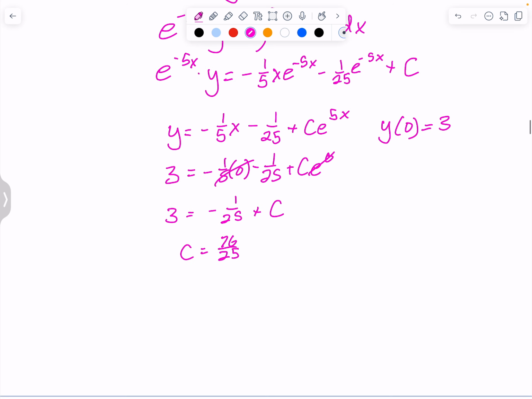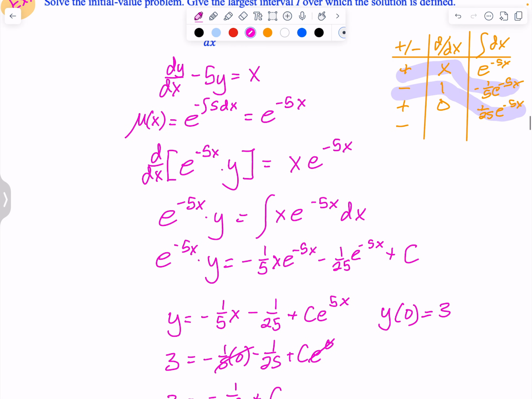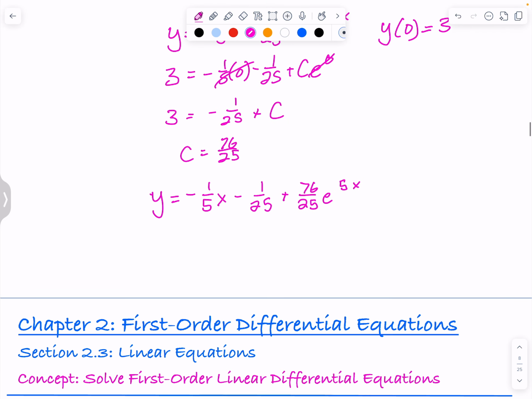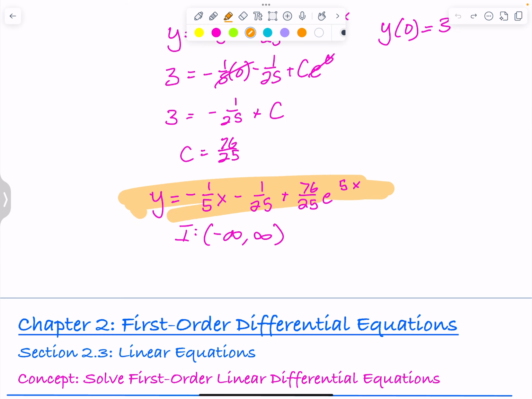And then we have our solution. So y equals negative 1/5 x minus 1/25 plus 76/25 e to the 5x, right? And then this thing is defined. I don't think we divided by anything at any point. Our function doesn't have any weird continuity problems, so I is negative infinity to infinity. So there we go. We have the actual solution, the particular solution, because it was an IVP and we were given an initial condition. So there's our whole solution right there.